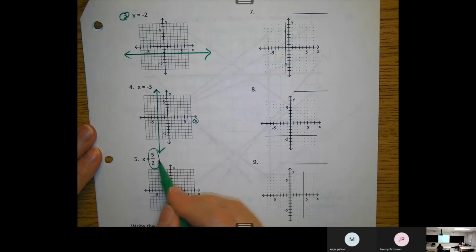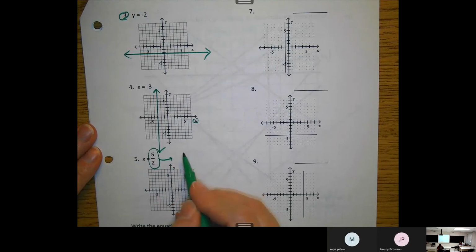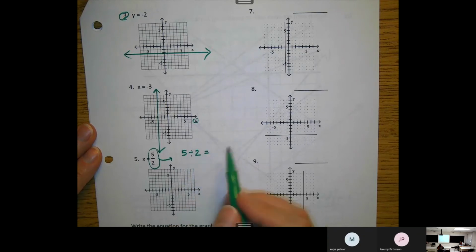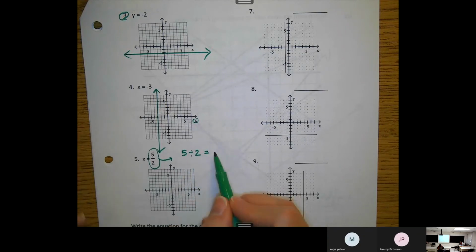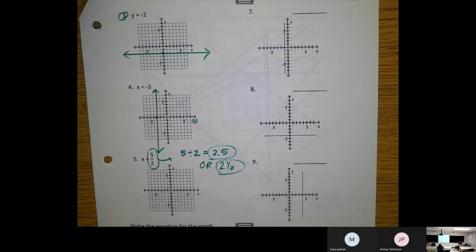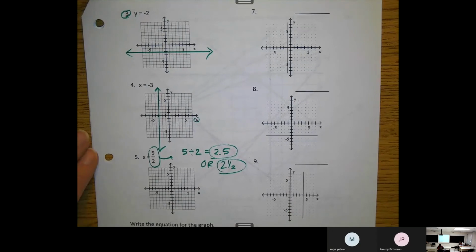Anybody need a little help there so far? Is 5 going to be horizontal or vertical? Vertical. The thing that makes 5 a little tricky is that it's 5 halves, isn't it? If you're not real sure where to put it, you might divide 5 by 2. Looking at it as a decimal or a mixed number makes it a little easier to know where 5 halves is going to go on the number line.